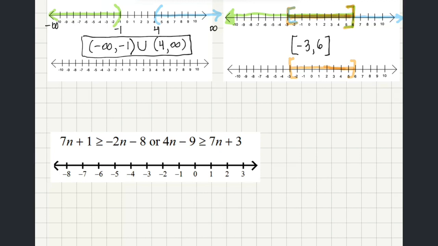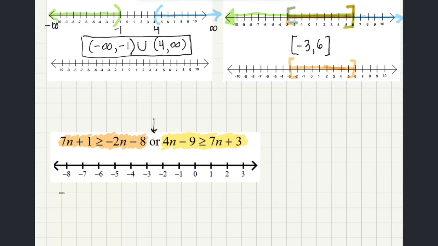Here we have a compound inequality where we're solving 7n plus 1 is greater than or equal to negative 2n minus 8, or 4n minus 9 is greater than or equal to 7n plus 3. I just highlighted those two inequalities so that we can see them, because before they're highlighted, it looks like it's all one great big inequality. But the word or separates the two inequalities, creating that compound inequality.